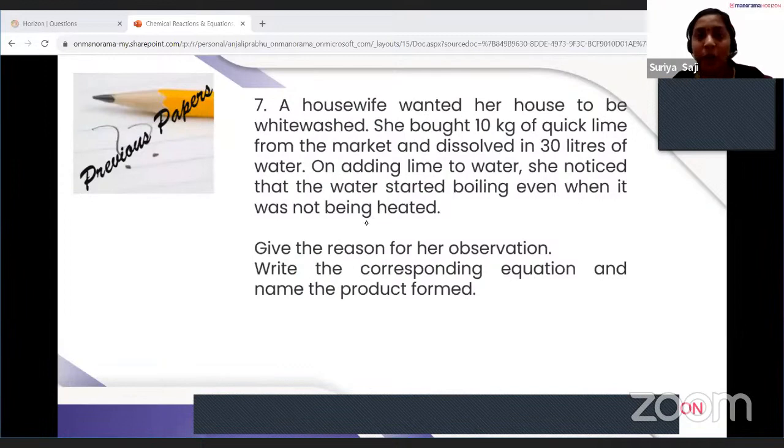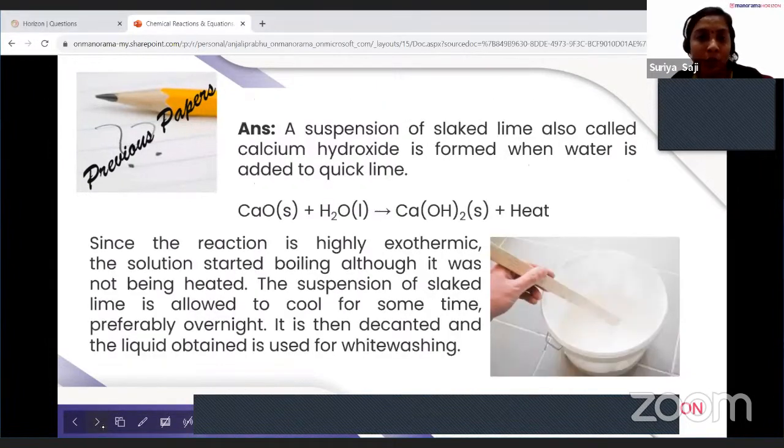Okay, this we have already discussed. Reaction of quicklime with water, we'll be getting slaked lime. So this reaction happens with the release of a large amount of heat. That's why water has started boiling. That is the reason, and we can have that equation as well. We already wrote that equation: calcium oxide plus water gives calcium hydroxide plus heat.